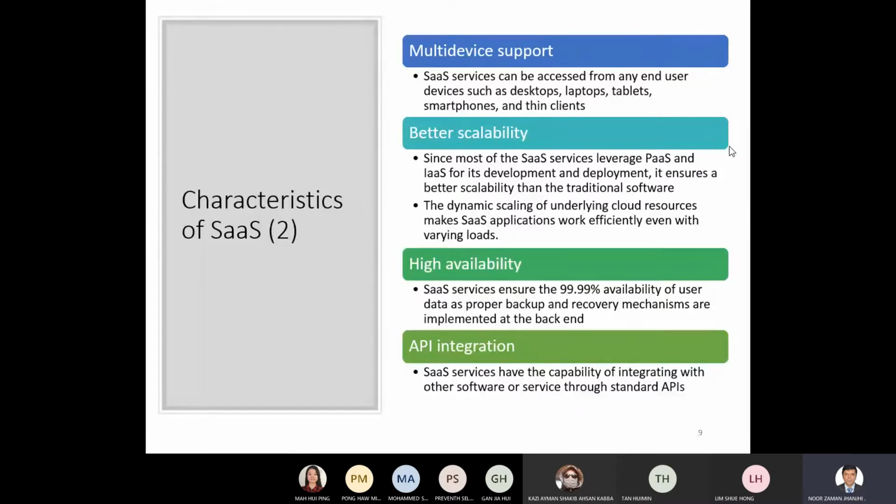The next is better scalability. We can see that it's one-to-many, it has better scalability, it can support multiple devices, and people can use it on multiple devices. It is platform independent, and it can handle a large number of users. So, simply put, it has better scalability.